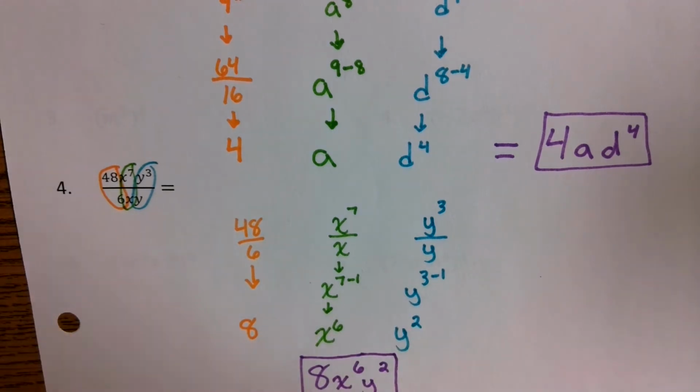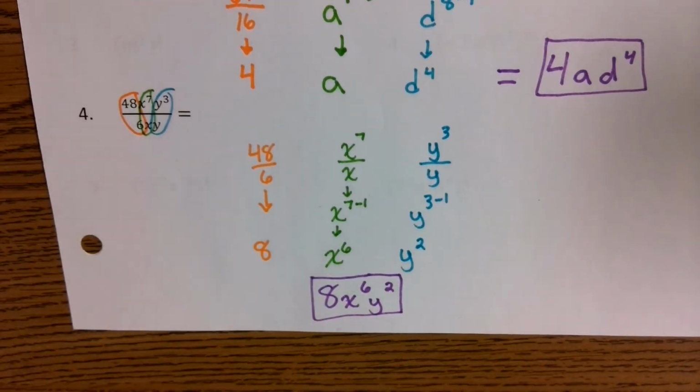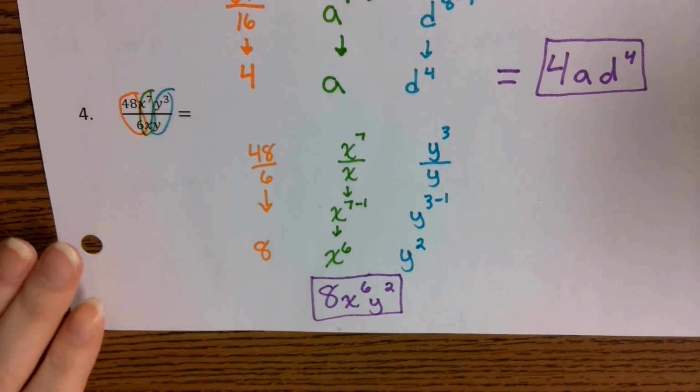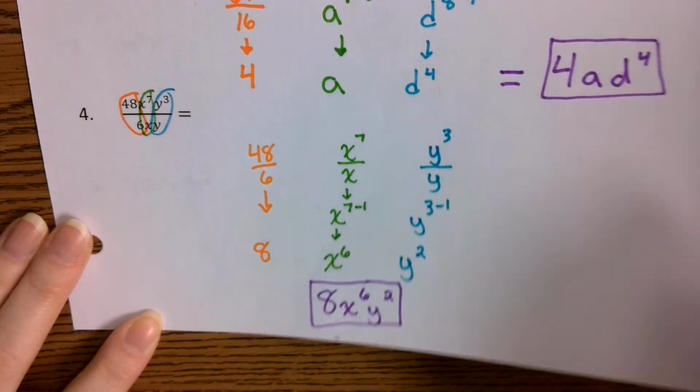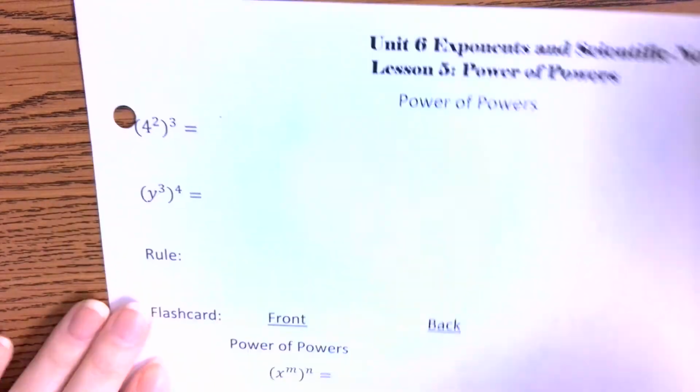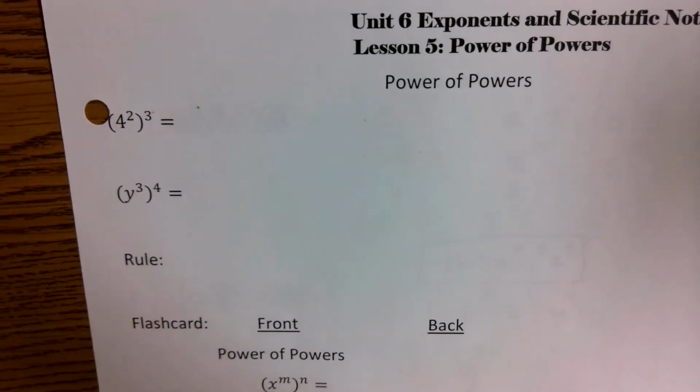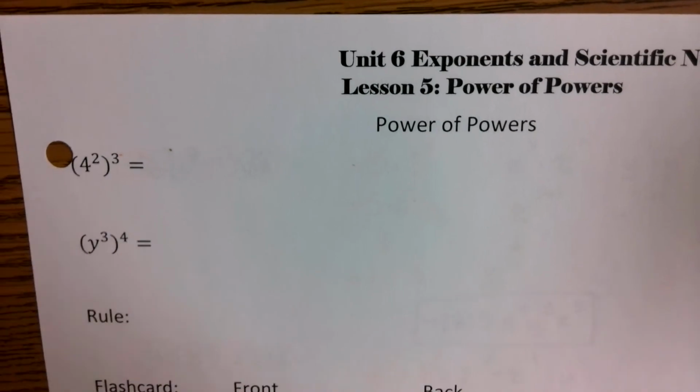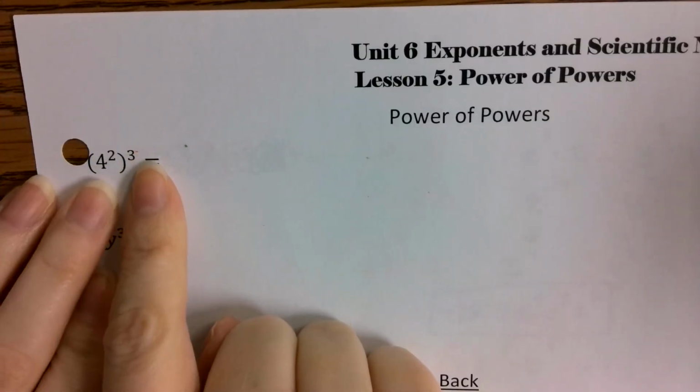Okay. Any questions on these reminders? All right, so let's go on to our next rule. Go ahead and flip it on over to the back. And here I've got 4 to the 2nd inside parentheses, and then on the outside I have another exponent.